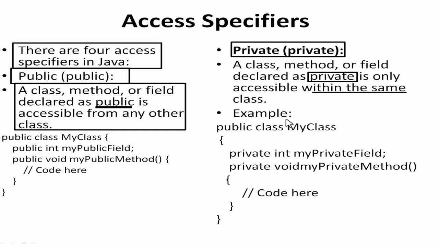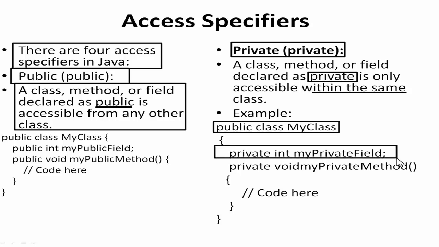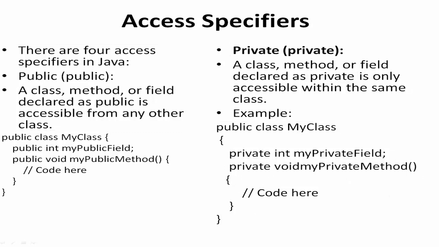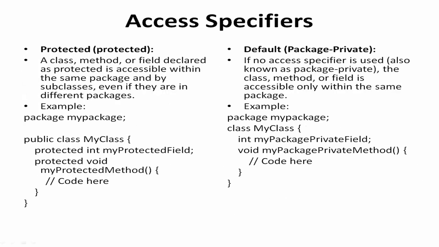Here we have declared a public class, and we have declared a private integer. Any data type can have private before it. Next, before the method name, void myPrivateMethod, we have also declared private. So it means it will be accessible inside the class but not outside.